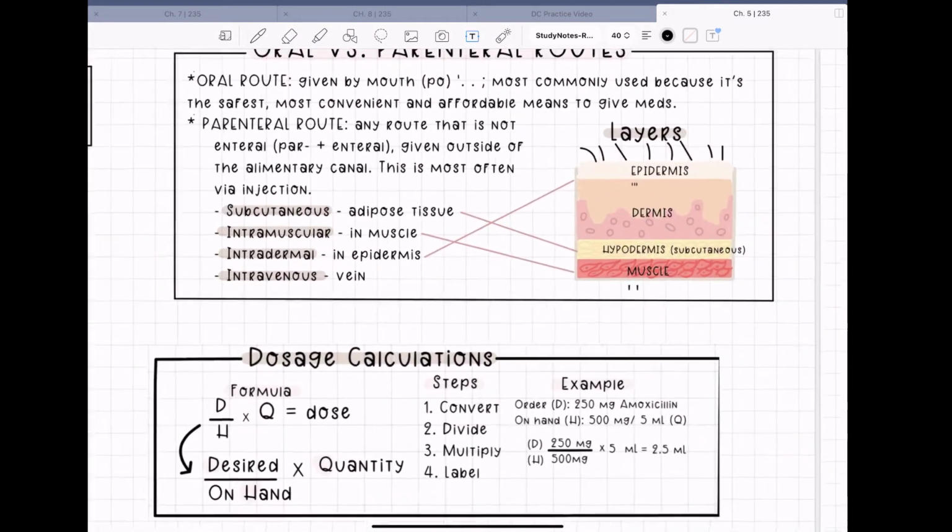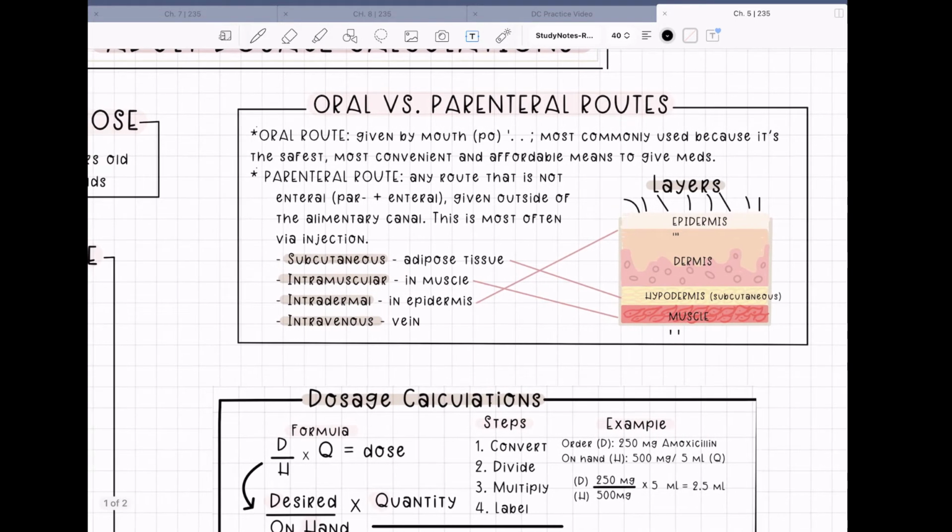And over here on oral versus parenteral routes, the oral route is given by mouth. The abbreviation for by mouth is PO. This is most commonly used because it is the safest, most convenient, and also the most affordable means to administer medications. However, we do have the alternate route, which is parenteral, and that is any route that is not enteral. So if you break down your med term, par plus enteral, that would be not enteral. And so that means that it's going to be given outside of the alimentary canal, and this happens most often via injection. Now, there are some other means to introduce a medication to the body other than injection. So you can check out more information on that in your textbook.